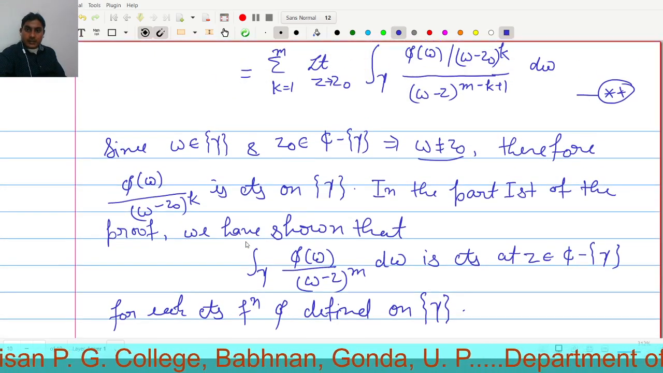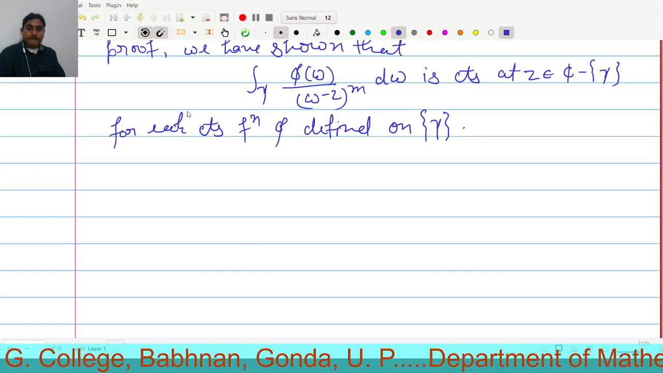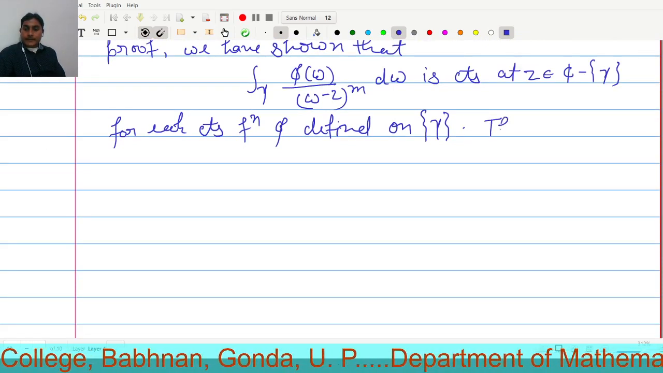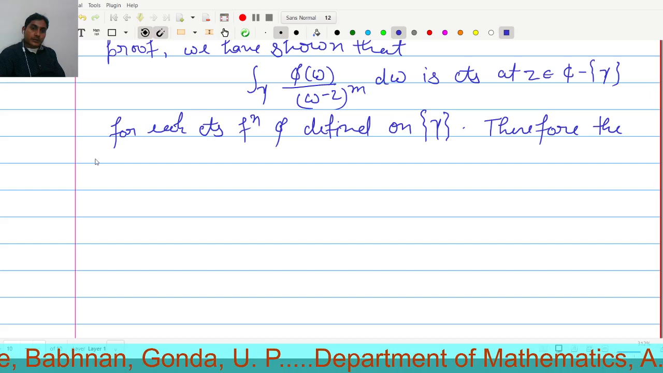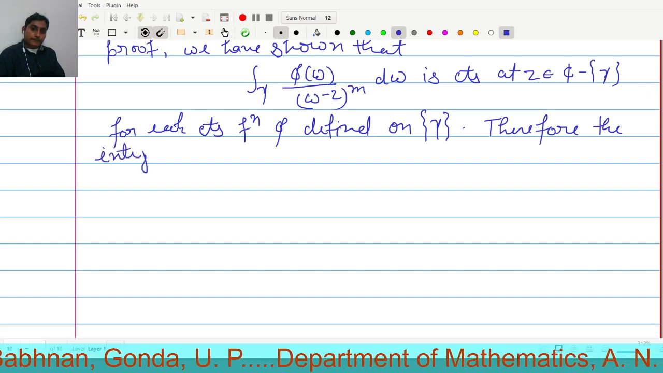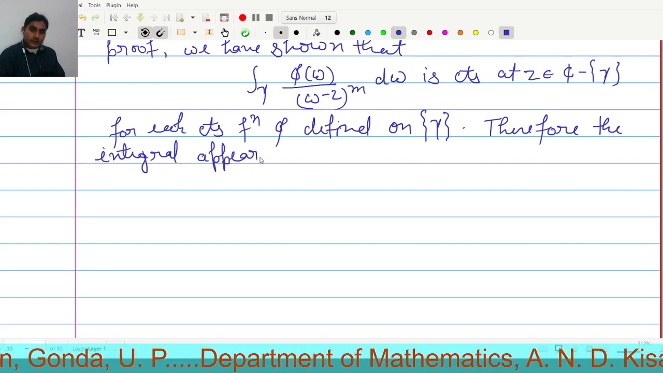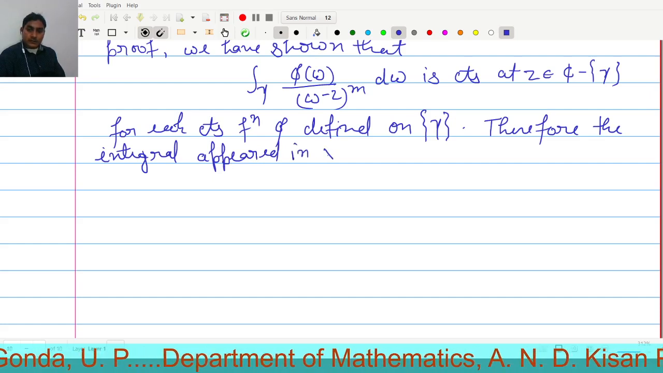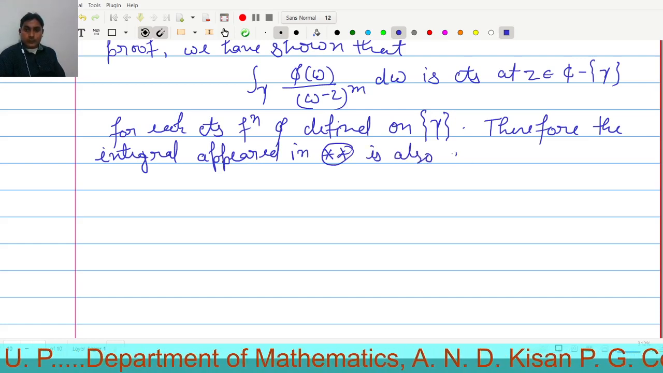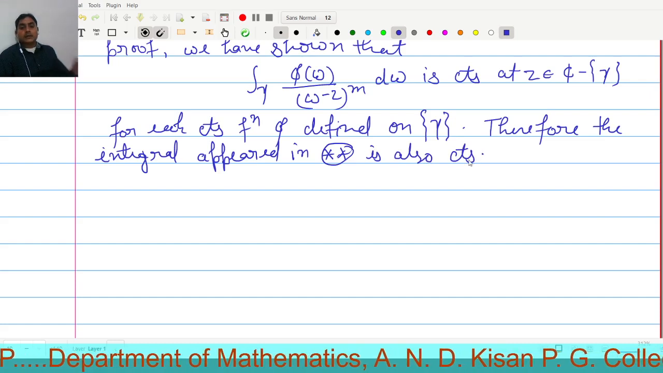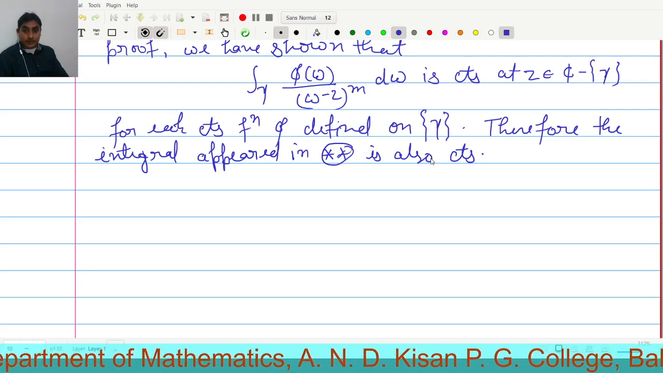So in our case, therefore, the integral appearing in double star is also continuous. इसलिए इंटीग्रल जो डबल स्टार में पे वो भी कंटिन्यूस होगा.